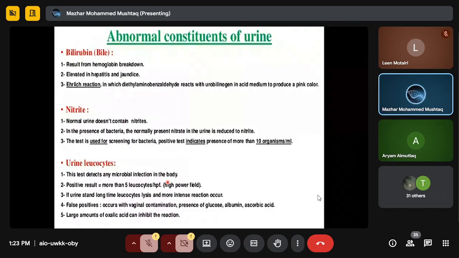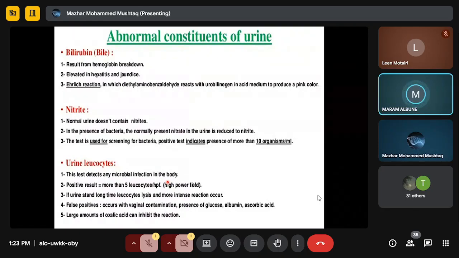But when there is a nitrite, that means the nitrate is converted to nitrite. And what will convert it is a bacterial infection. Some of the bacteria would convert the normal constituent, nitrate, into nitrite. Okay, thank you, doctor.